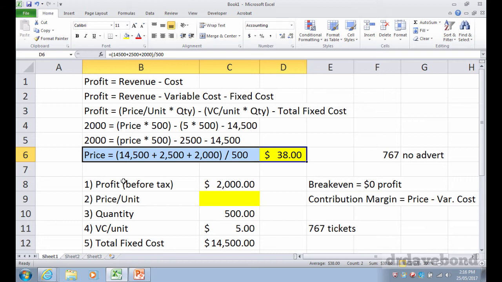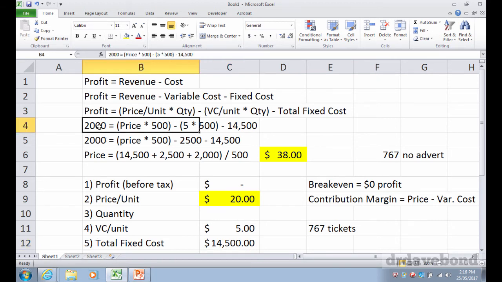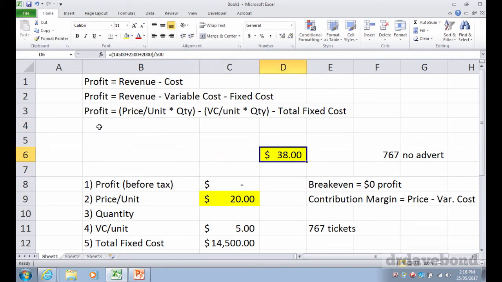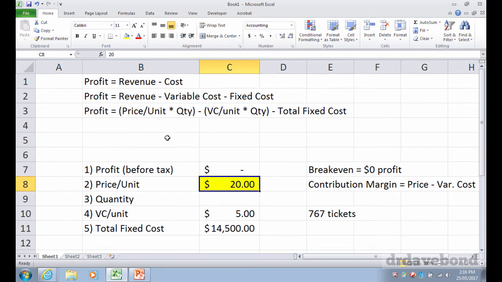So what happens if we decide with this show, and we'll strip it back down to the initial starting point. So we want to break even. We have a $20 ticket. We have a quantity which is unknown, variable cost of 5, total fixed cost of, let's leave it at 14,500. So we've got this.